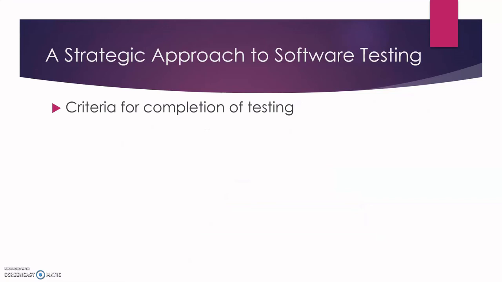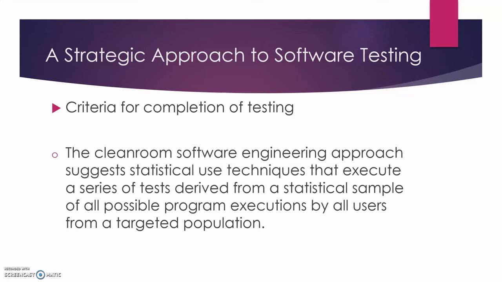Now, a strategic approach for software testing. Another strategy is criteria for completion of testing. Here we use the clean room software engineering approach, which suggests statistical use techniques that execute a series of tests derived from a statistical sample of all possible program executions by all users from a targeted population. So we are using a series of tests with a statistical sample, and we are executing all these to a targeted population, and they will use this and they will say how the software is to be carried out.